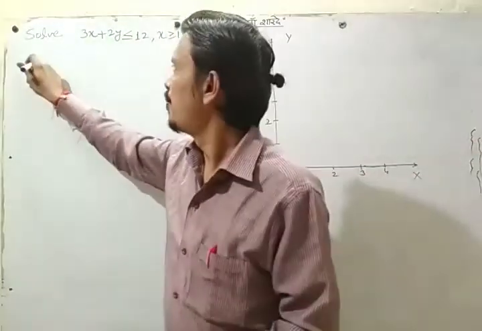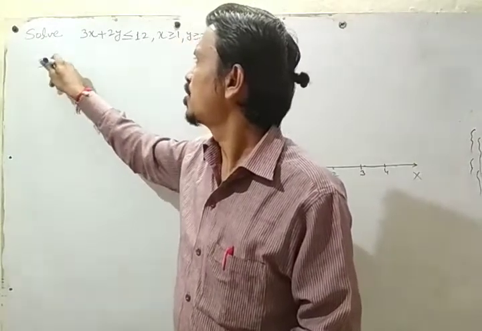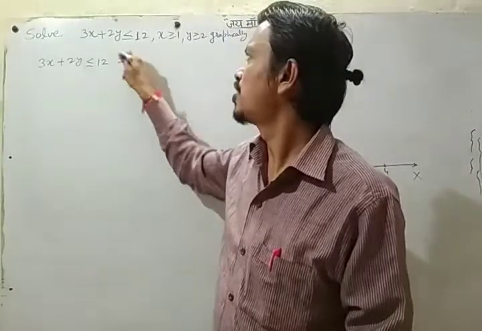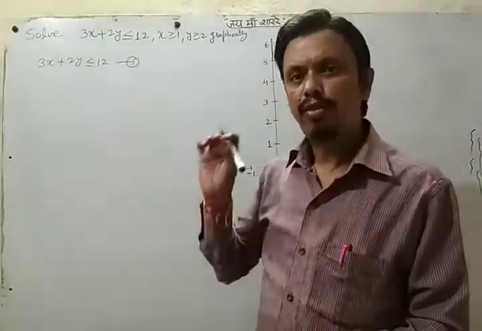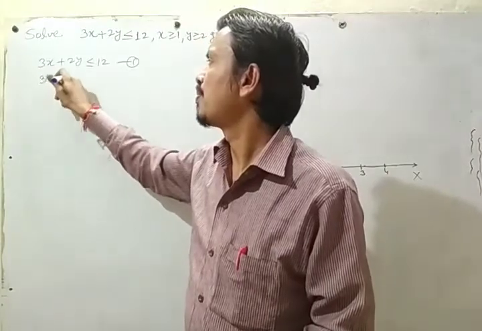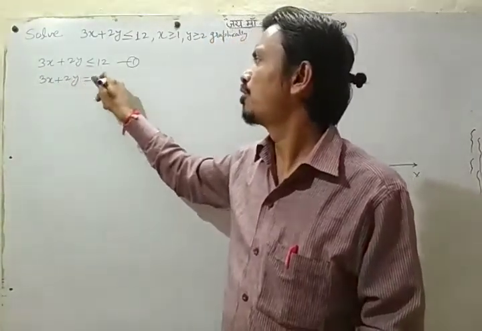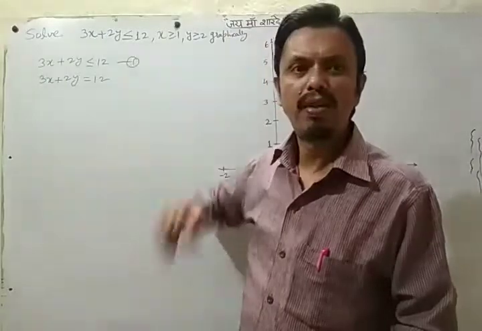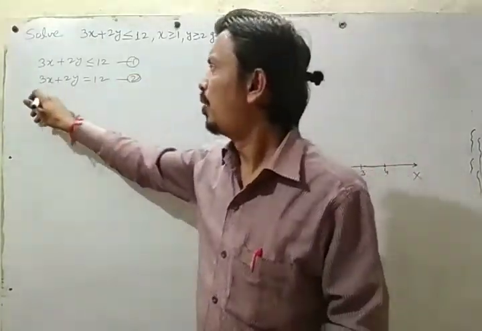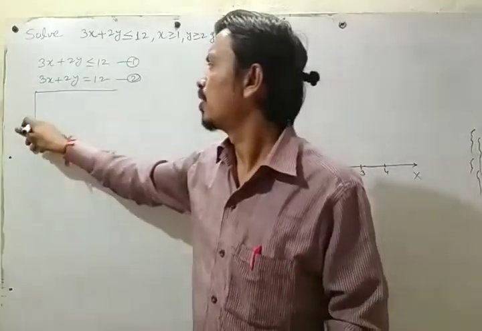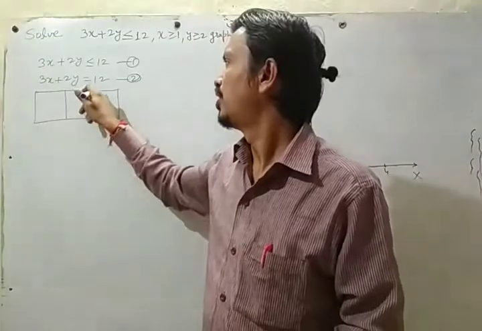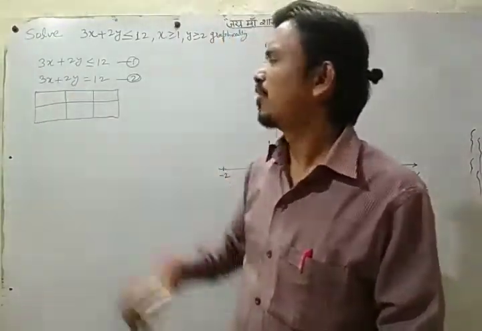So first of all, our first inequation is 3x plus 2y is less than or equal to 12. The first step is to find its corresponding equation, which will be 3x plus 2y equals 12. To draw its graph we need its solutions, so for that we'll put in some values of x and y.